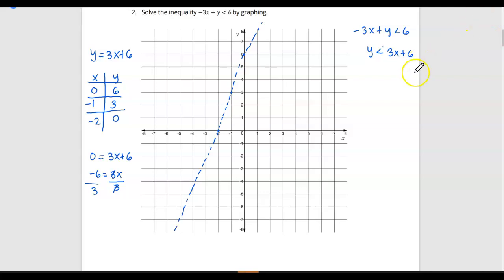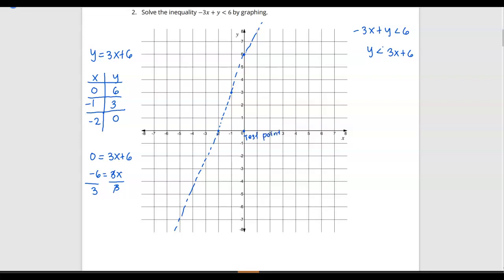Now, the next is to identify which region satisfies this inequality here. You do that by getting a representative point. So you consider this region here or this region here. Let's just use (0, 0). That's the easiest. So we pick a point here, for instance this one, this is our test point.